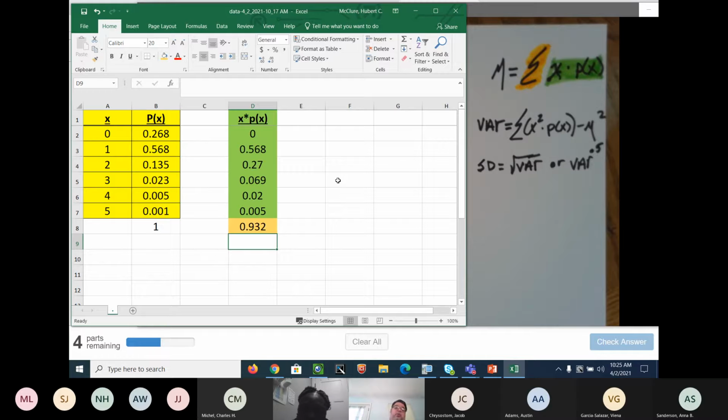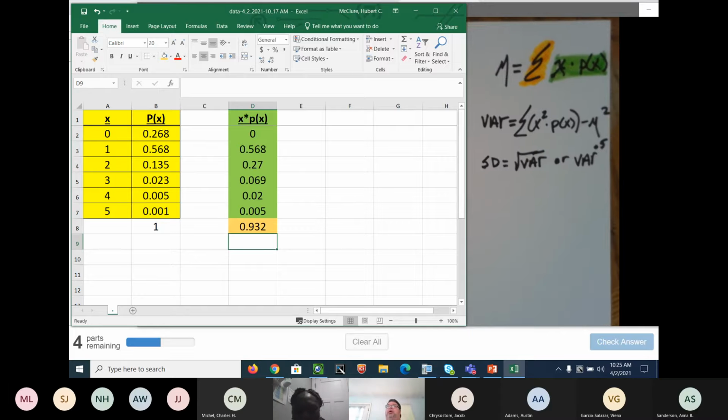When we got the answer 1, which formula did that go to? When we got the answer 1 for everything, right here, which formula was that for? You just add up all these numbers. That's one of the tests.